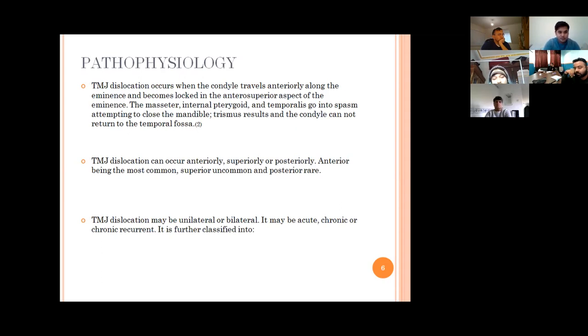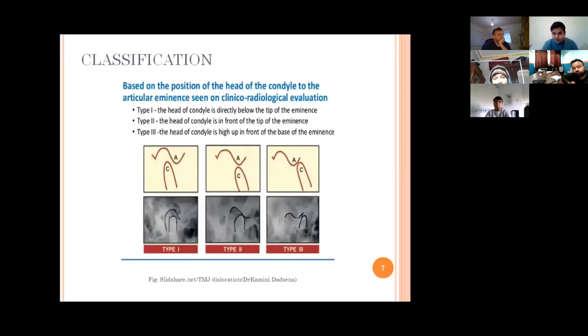TMJ dislocation can occur either anteriorly, superiorly, or posteriorly. Anterior dislocation is the most common. Superior is uncommon, and posterior is rare. TMJ dislocation may be either unilateral or bilateral. It may be acute, chronic, or chronic recurrent. It can be further classified into 3 types.